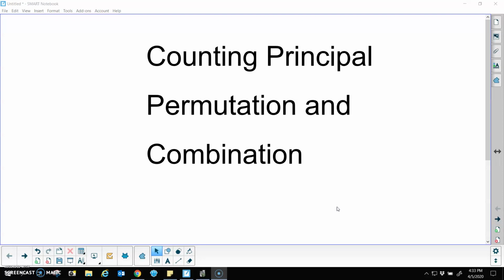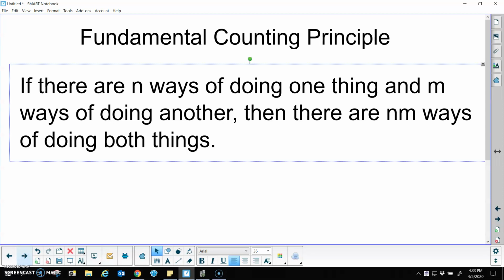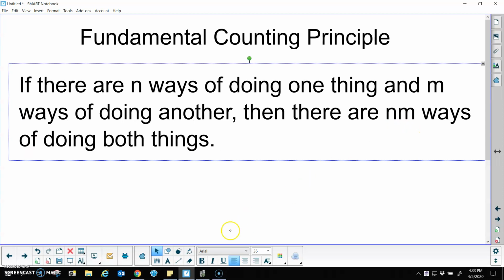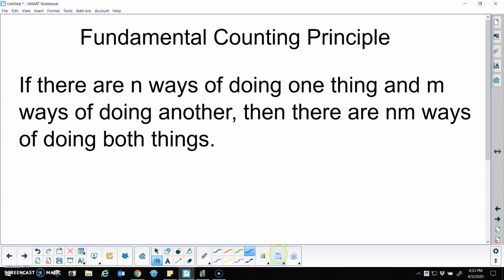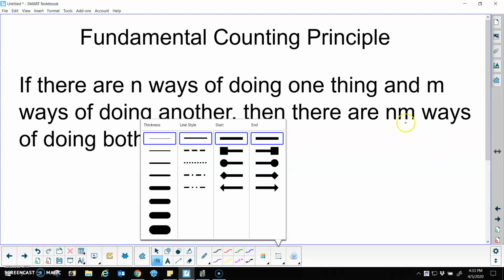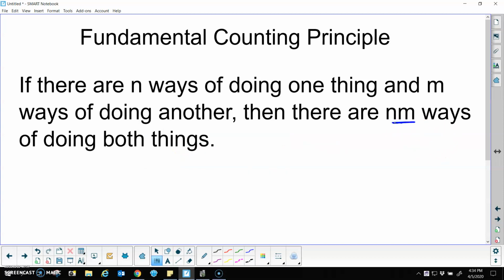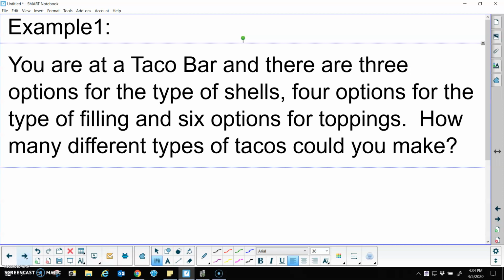We're going to pick up with the counting principles, permutations, and combination notes. The fundamental counting principle just says if there are n ways of doing one thing and m ways of doing another, then there are n times m ways of doing both things. I know this really does not make sense, but we'll take care of it with an example.